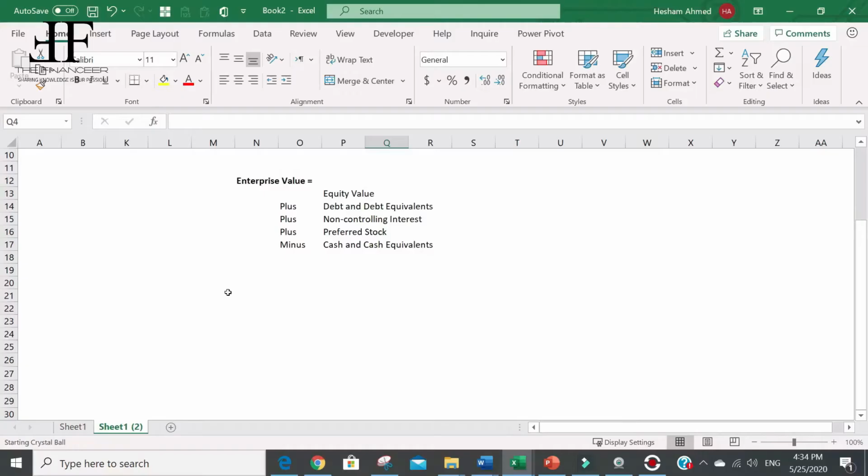So the equity value is only one component in the enterprise value, because the enterprise value is the total value of the total organization, and one of the elements of the enterprise value is the equity value. More explanation will come on this illustration.